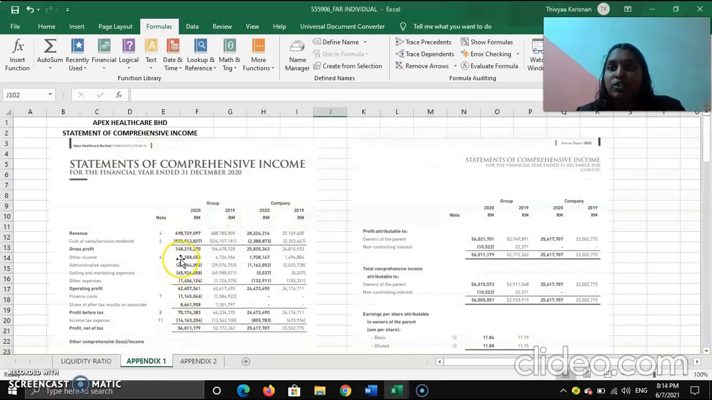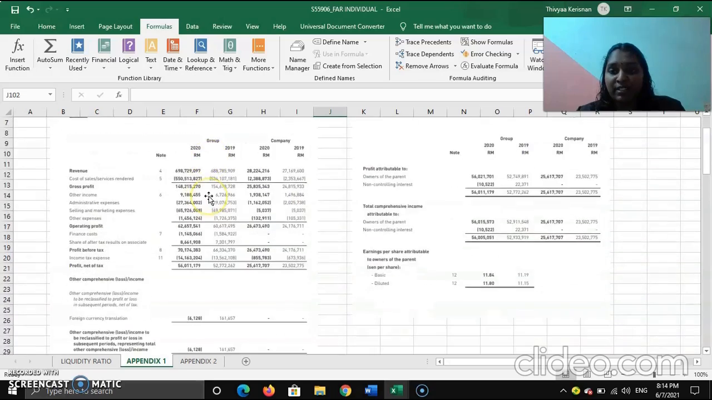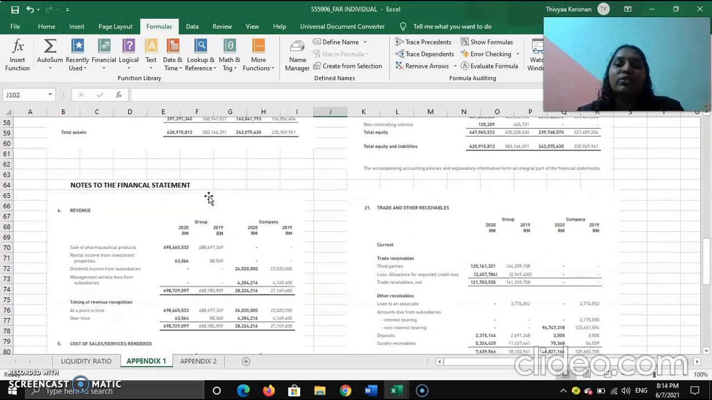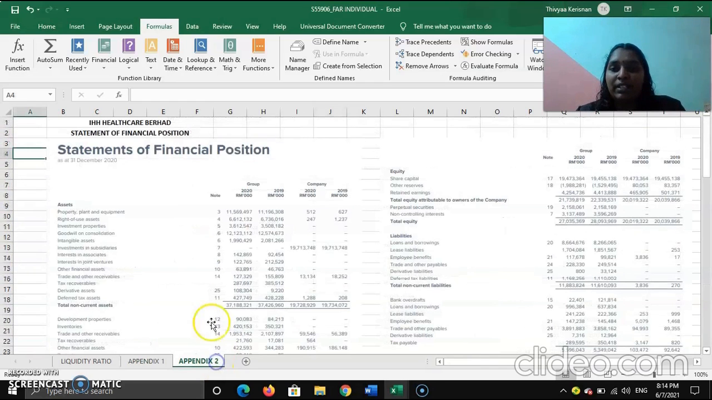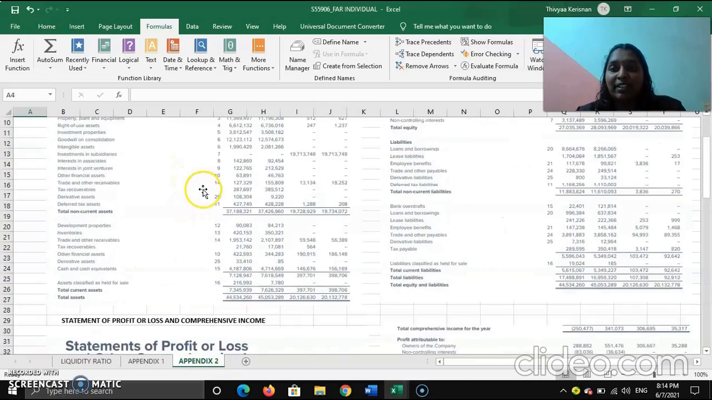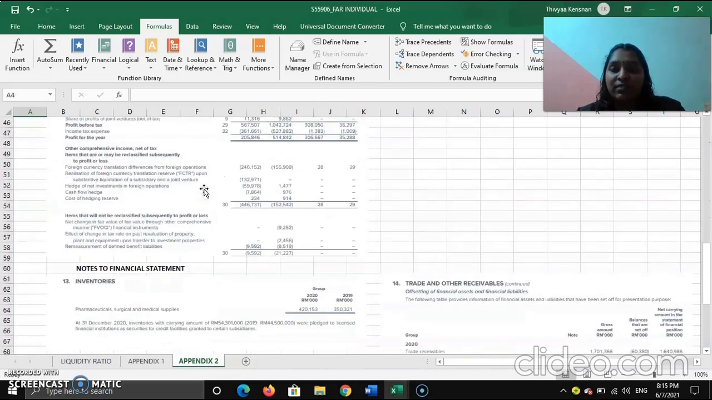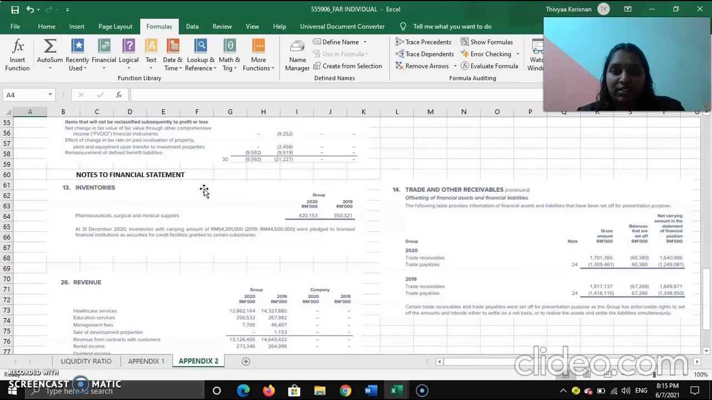Appendix 1 shows APEX Healthcare Berhad's financial statements: statement of comprehensive income, statement of financial position, and notes to the financial statement. Appendix 2 for IHH Healthcare Berhad: statement of financial position, statement of profit or loss and comprehensive income, and notes to the financial statement.